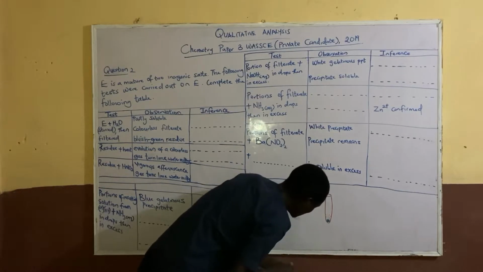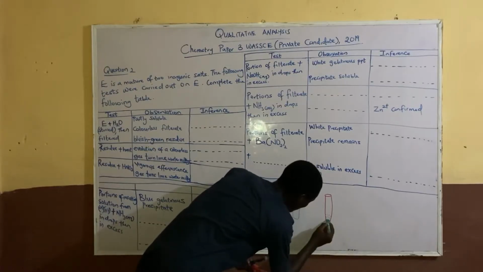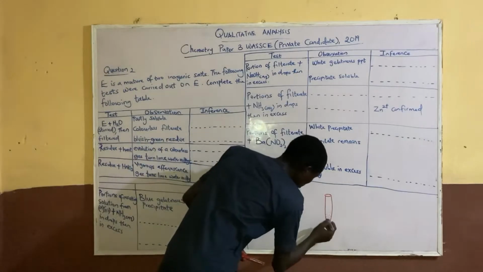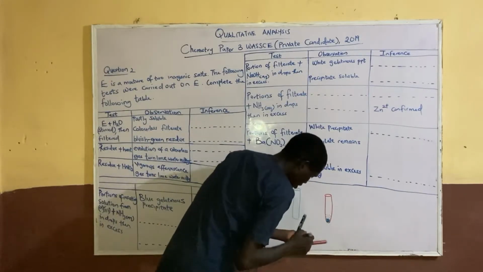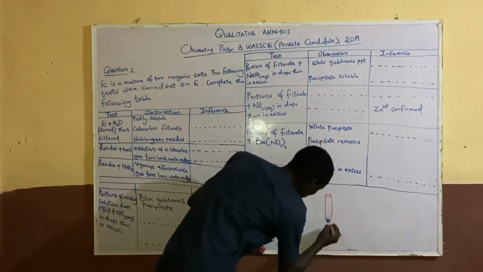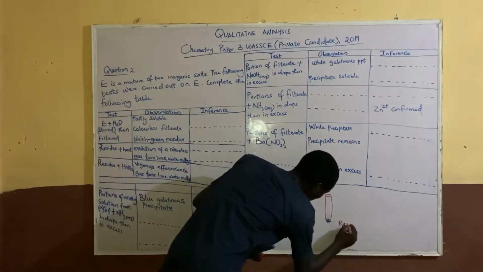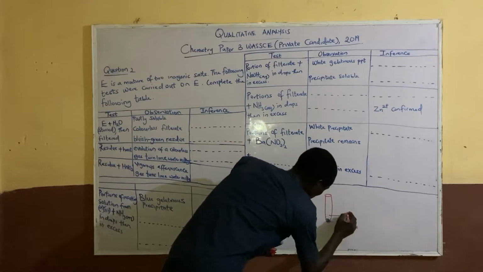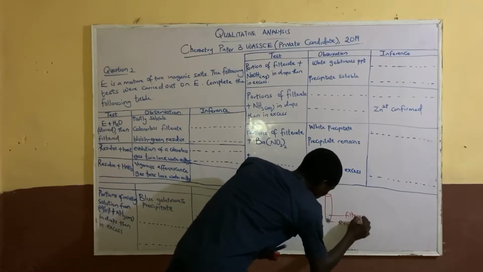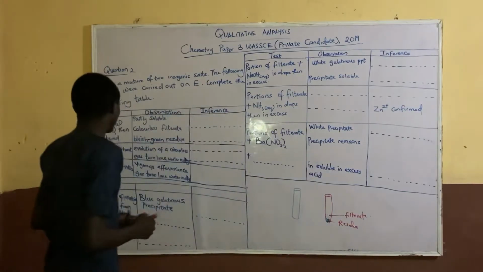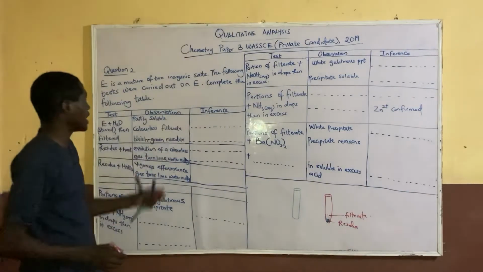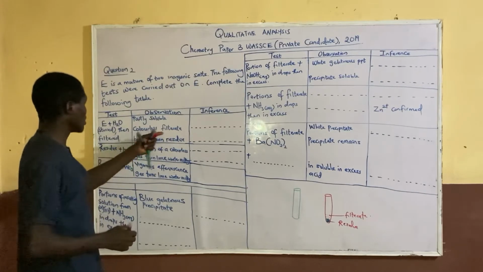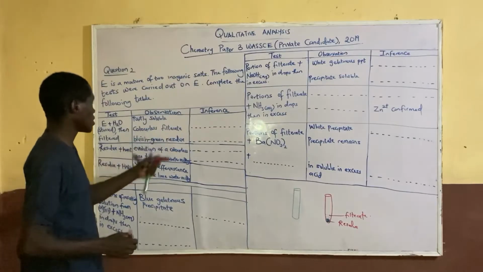Now you can see, just to understand what we are trying to say here, this is a bluish green residue. We have the residue here, and we have the filtrate on top. So what are you going to write in your reference? Say colorless filtrate, bluish green residue.